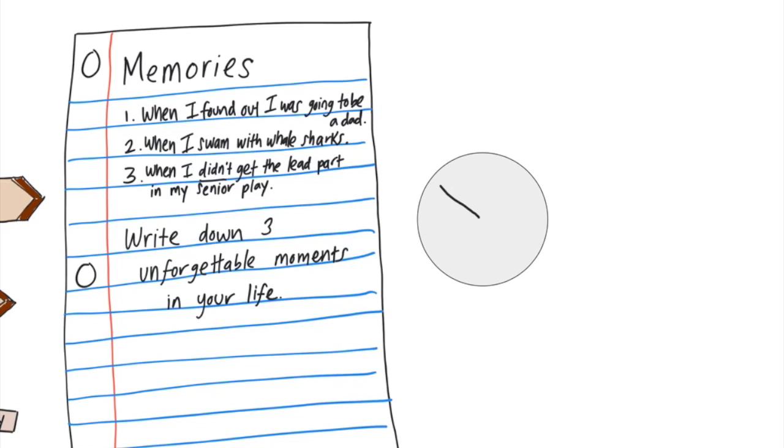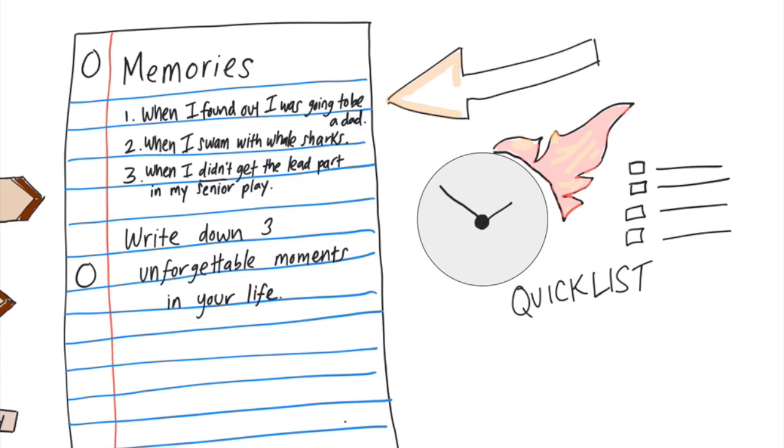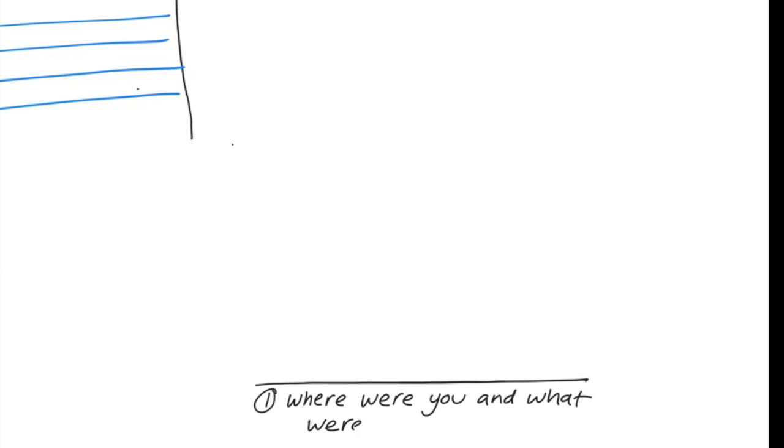What you've done is you've created something we call a quick list. And it's just like the name implies, a quick list. Now choose one of these 3 memories that you feel that you have a lot to say about, that you remember really well. I'm going to ask you a series of questions about the memory that you've chosen. And I want you to answer each question with 1 complete sentence. Here's the first question. Where were you and what were you doing?